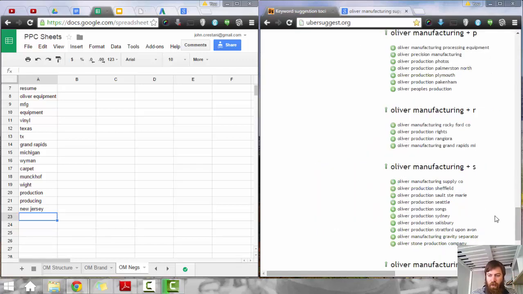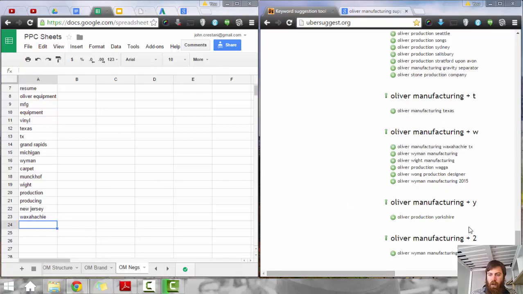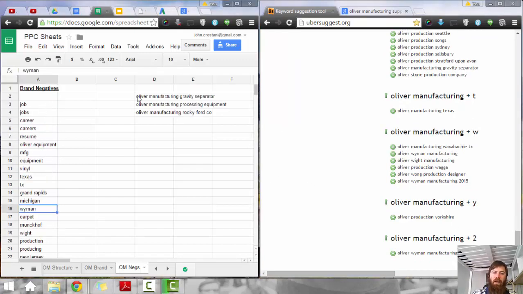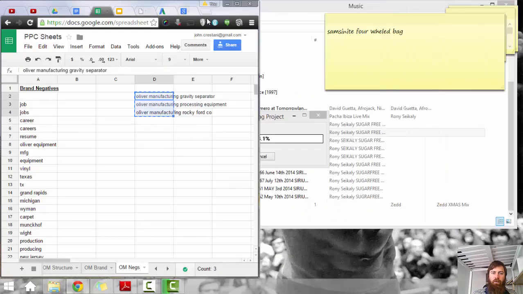Oliver Manufacturing Gravity Separator. Texas. Keep in mind lots of these terms don't matter because the word production is already negatived out. White Wyman. EX is negatived out, but we can also add in Waxahachie. So there's another negative. Oliver Production and Wyman. So we've got a lot of negatives. Notice in this campaign we have a ton of negatives going on. That's definitely something a bit unique about this account.